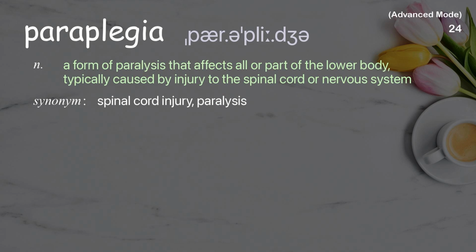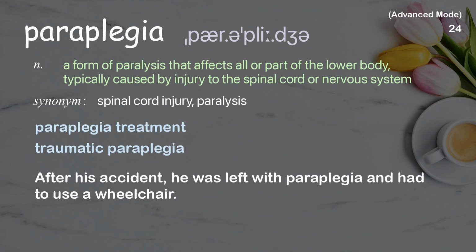Paraplegia. A form of paralysis that affects all or part of the lower body, typically caused by injury to the spinal cord or nervous system. Examples: Paraplegia treatment. Traumatic paraplegia. After his accident, he was left with paraplegia and had to use a wheelchair.